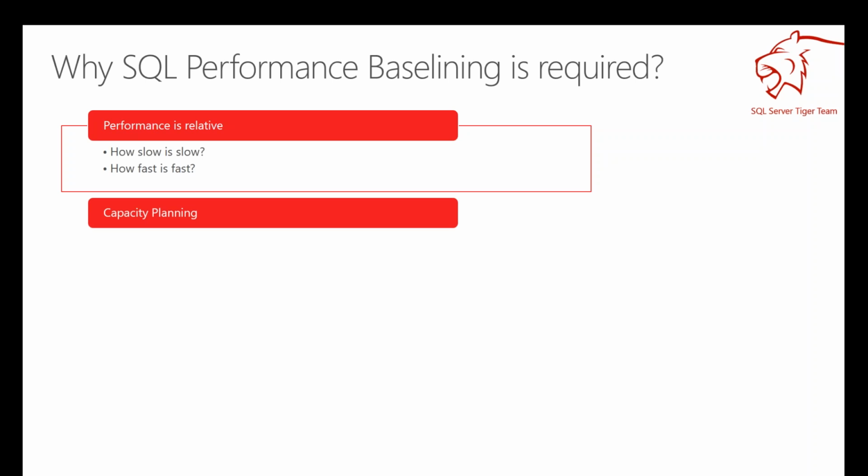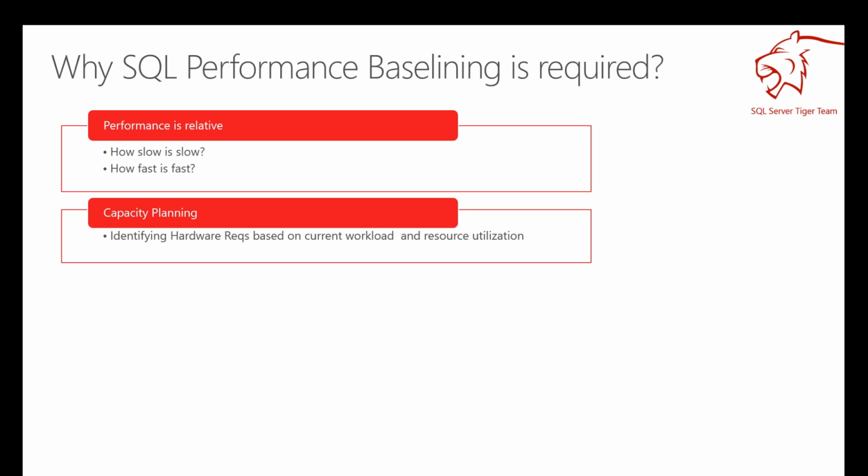Capacity planning is another scenario, wherein you want to identify hardware requirements for your current workload and the average resource utilization. These questions come often: okay, can you tell me what is the workload? Can you tell me what is the CPU utilization on the server? Is it normal? I mean, on a good day, what is the CPU utilization? When the server is performing badly, what is the CPU utilization?